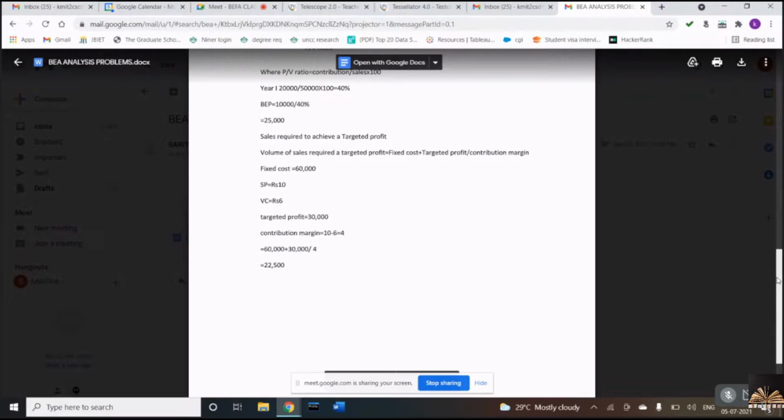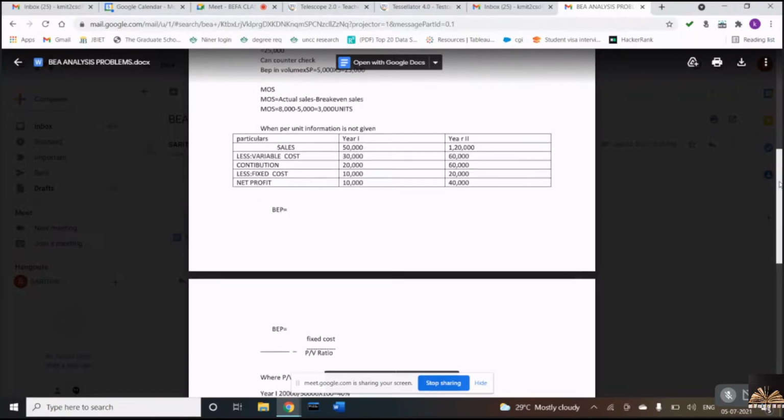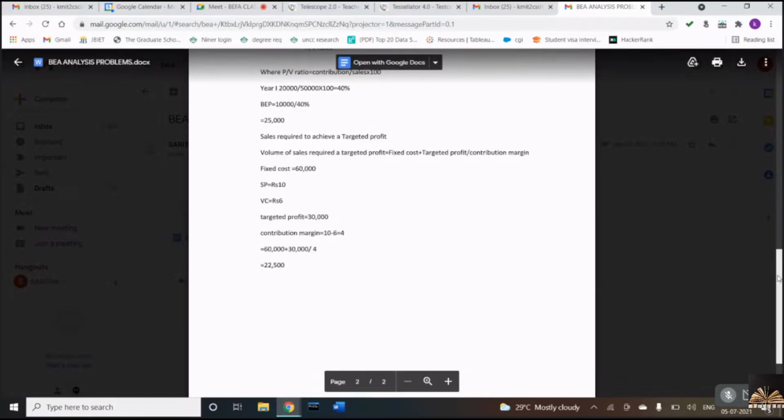Is it clear, Nana? Any doubts here? So when per unit information is not given, selling price per unit is not there, and variable cost per unit is not there. Fixed cost will be anyhow given as a lump sum, as it is not identified per unit. So then you have to apply the formula for break even. What is the formula? Fixed cost divided by PV ratio. And what is PV ratio? Contribution divided by sales into 100.